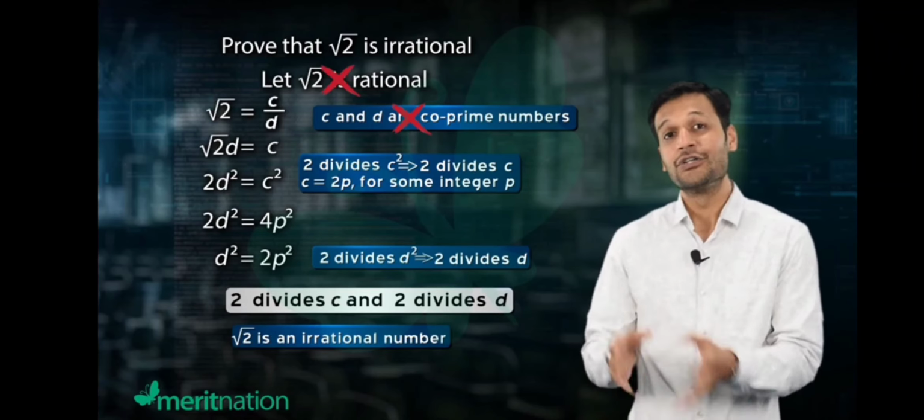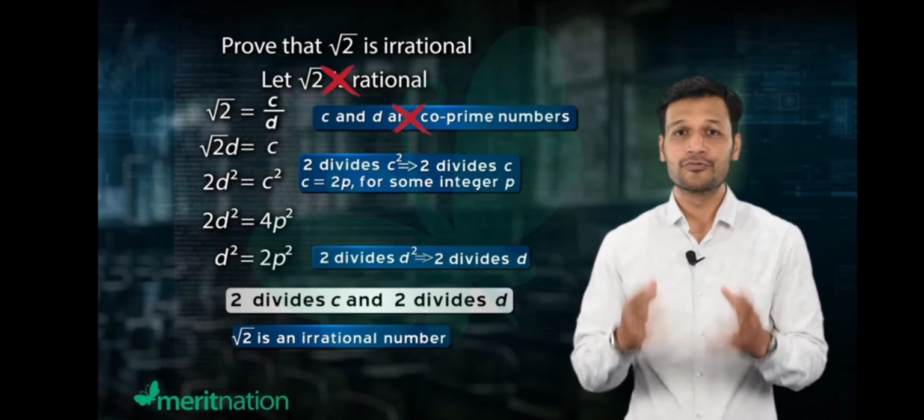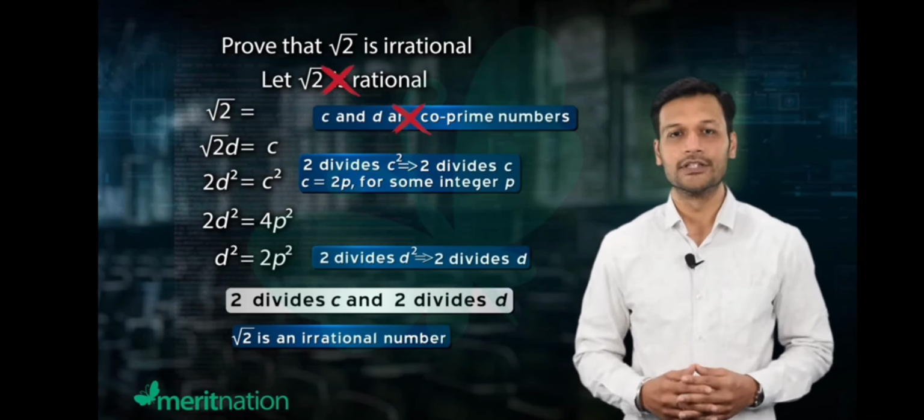In fact, you can use the same process to prove the square root of any prime number to be irrational.